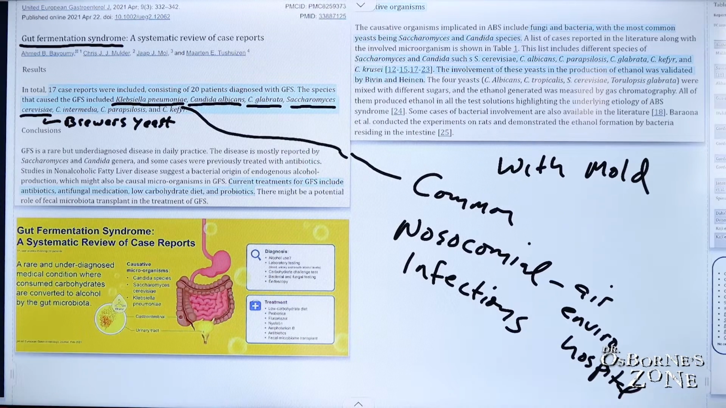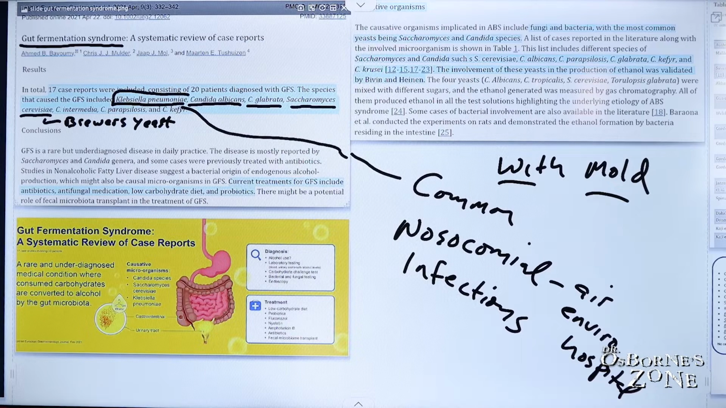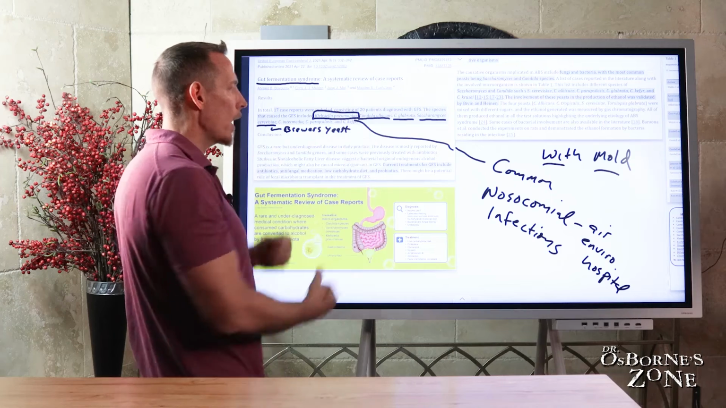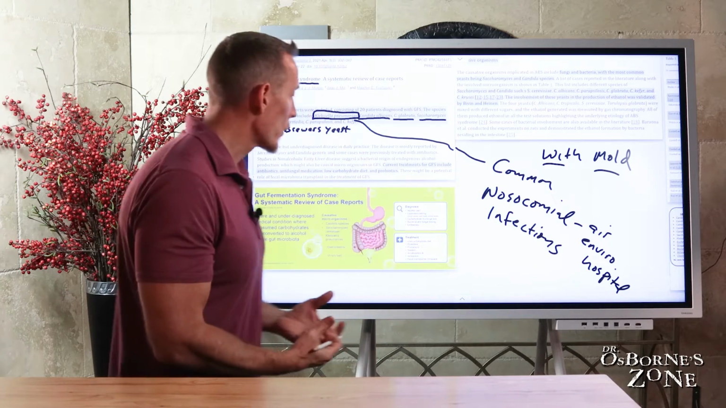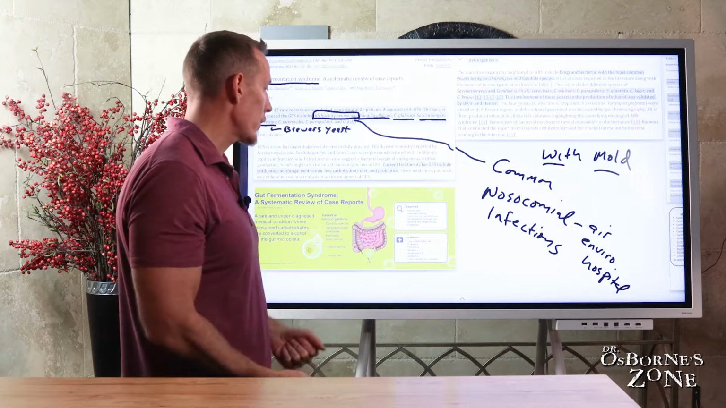We'll see Klebsiella as a gram-negative bacteria growing with them. And I see a lot of cases where people are in mold and they have Klebsiella, but they also have Candida. And so they have these microorganisms in their gut that are creating fermentation of carbohydrates. And so these people are walking around making and producing their own alcohol.